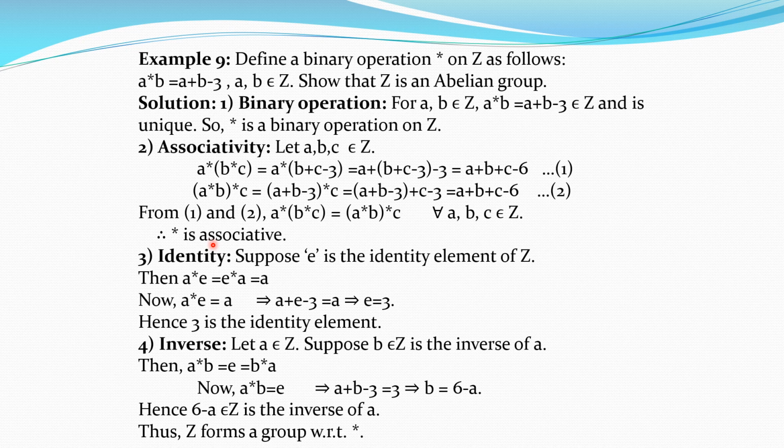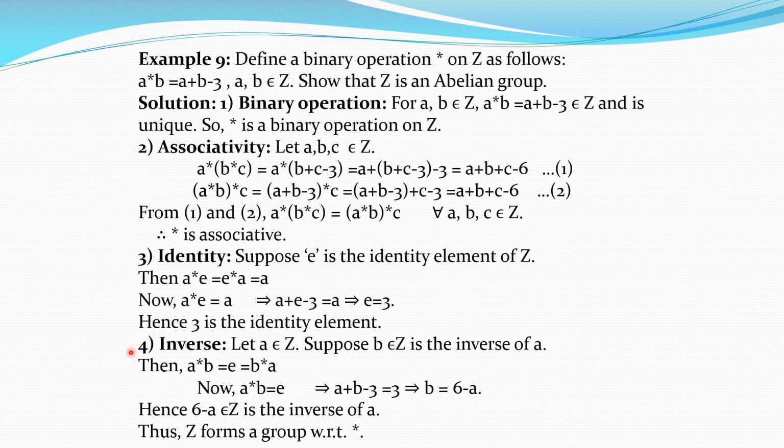Now, third is finding the identity element. So, we consider e as identity element in Z with respect to star. By definition of identity, a star e is equal to e star a is a. Now, as it is commutative, a star e equals e star a. So, directly compare a star e with a. Now, by definition of star, a star e is a plus e minus 3. So, we get a plus e minus 3 is a. Now, shifting a to the right side, a minus a is 0. Again, shifting 3 to the right side, we get e equal to 3. So, 3 is the identity element in Z with respect to star.